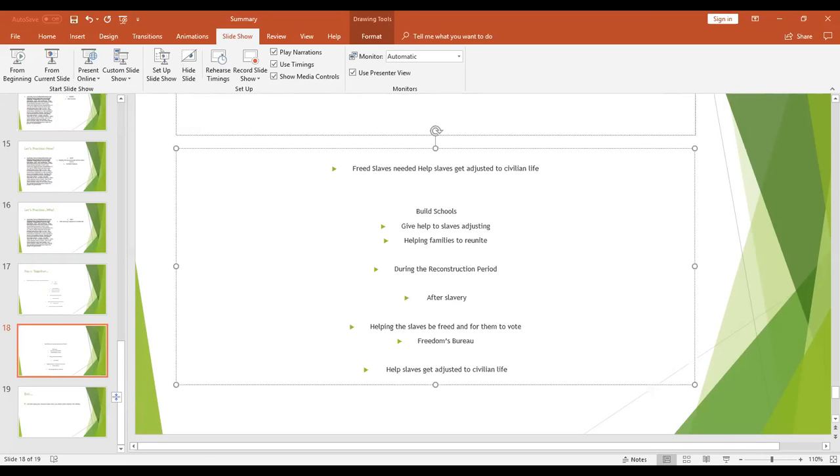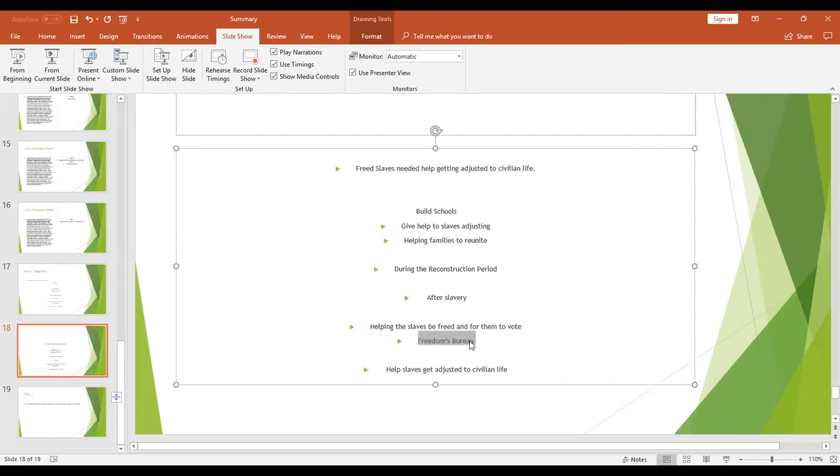Needed help getting adjusted to civilian life. Okay, now we have one sentence. Okay, so then we just talk about who was trying to help them get adjusted to real life.